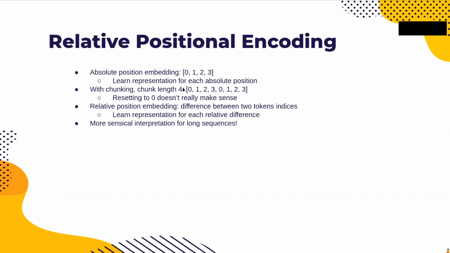Ideally, we'd want position index 0 to mean something like the start of a document, or honestly anything that doesn't rely on taking an arbitrary modulo 512 or modulo chunk size. So resetting to 0 doesn't really make sense when we chunk up documents. Relative position embedding instead looks at the difference between two different token indices and learns a representation for each relative difference. It also does some more weight sharing, but for the purpose of this talk, this is the key contribution. And when we talk about relative positions, we have a more sensical interpretation for long sequences.